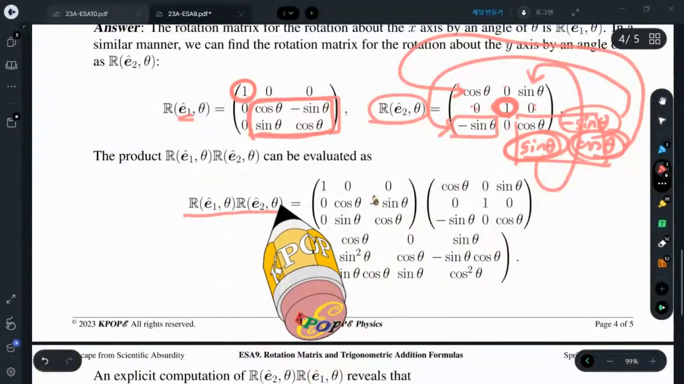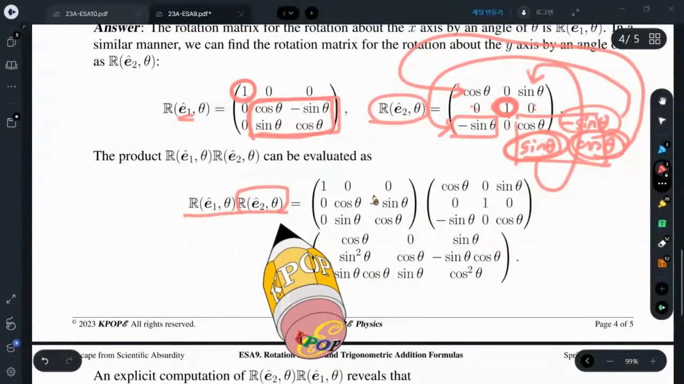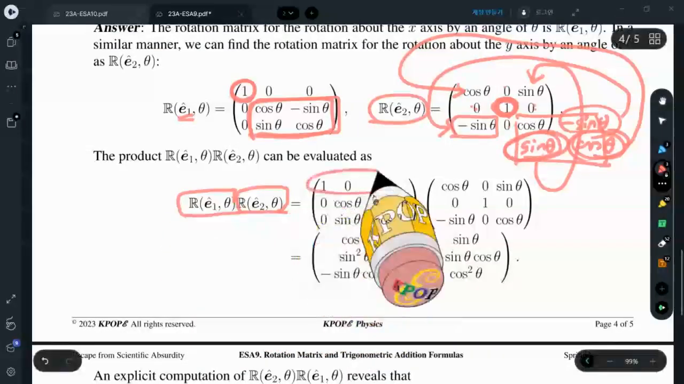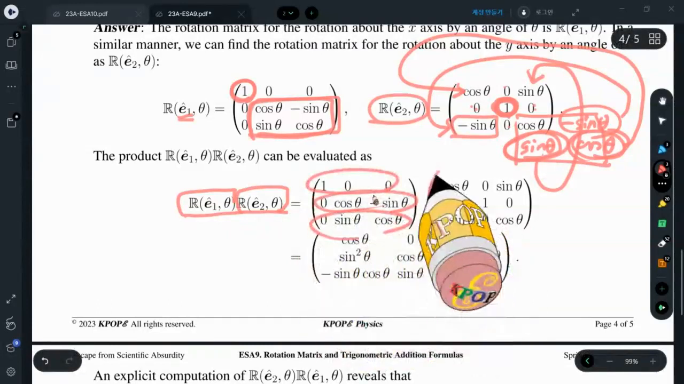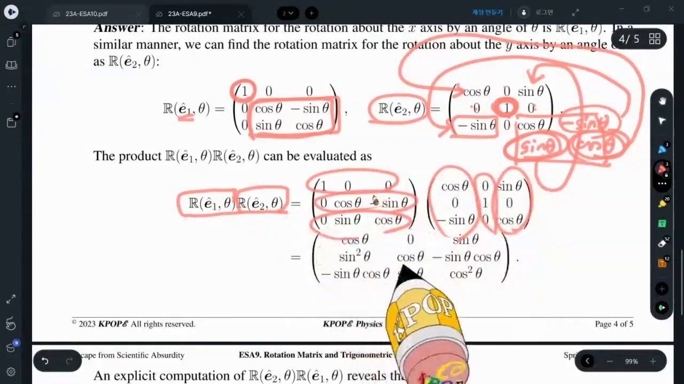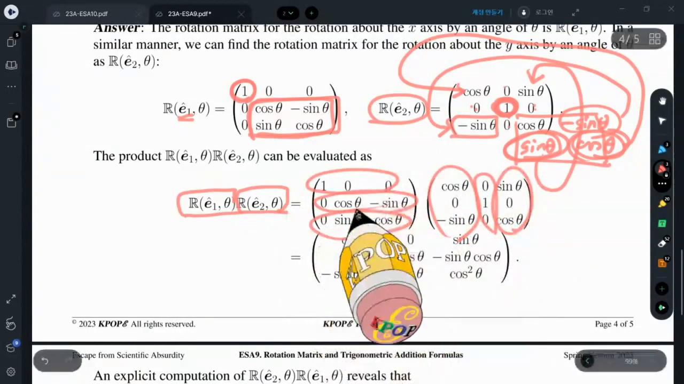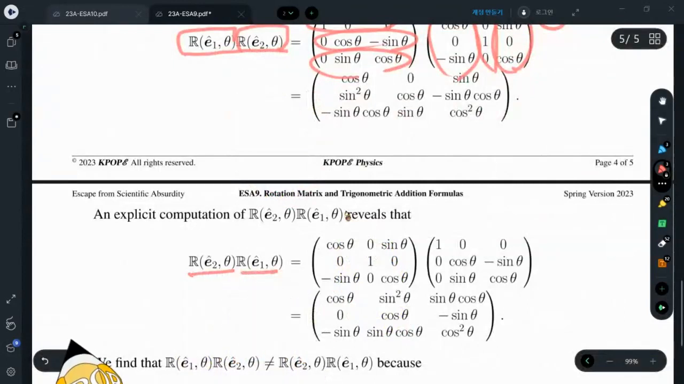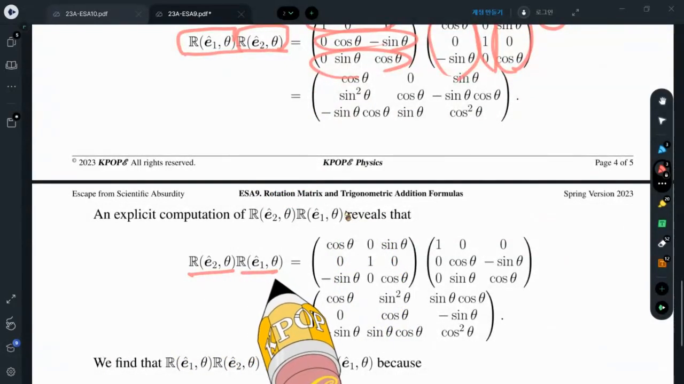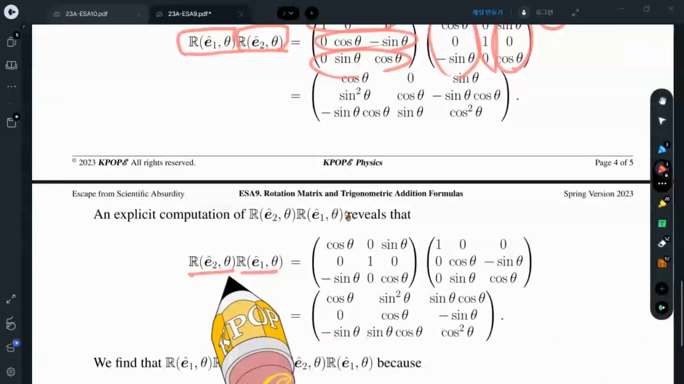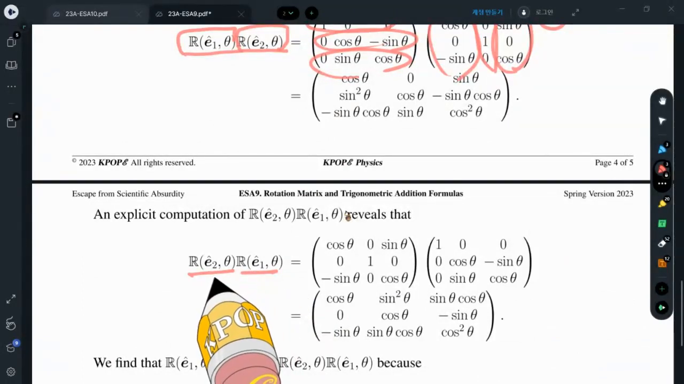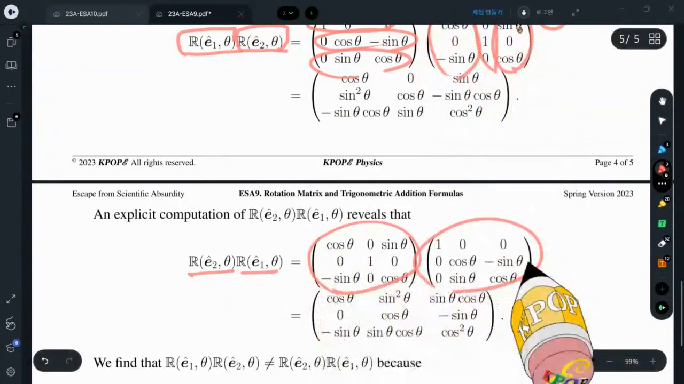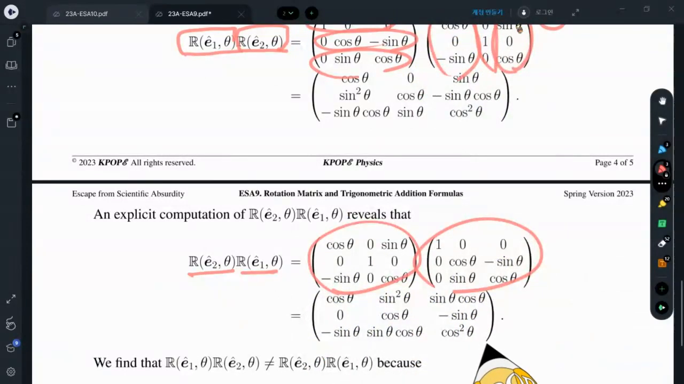Take the direct multiplication of the rotation about the y-axis first and then the x-axis next. You can compute this by rows and columns. After multiplication, you will find this complicated matrix. Why don't you exchange the order of multiplication? You rotate a vector about the x-axis first and then about the y-axis next. In that case, the matrices are exchanged, and after multiplication, you will get the result.